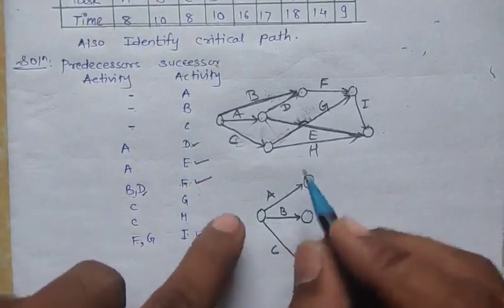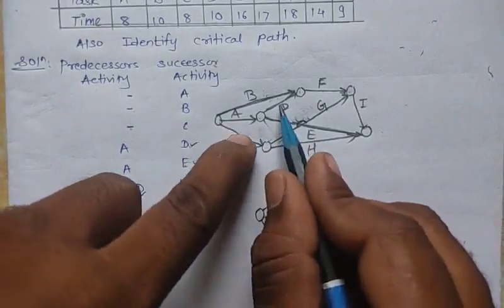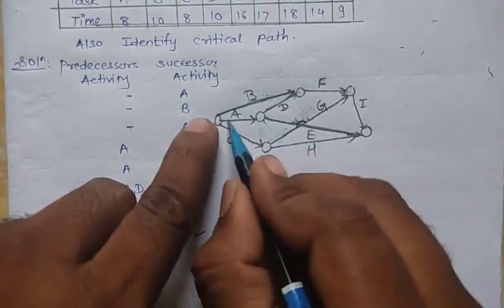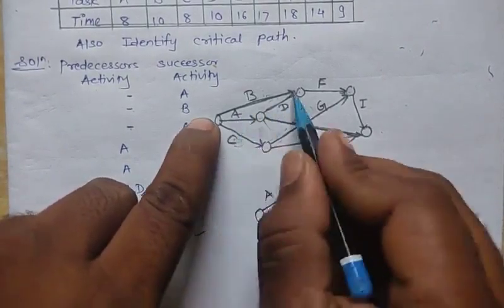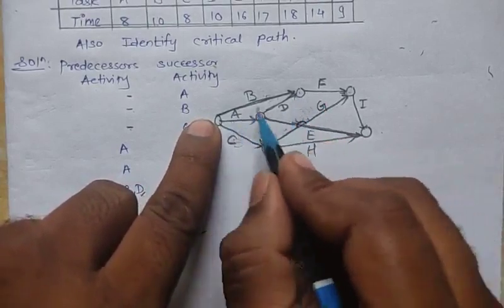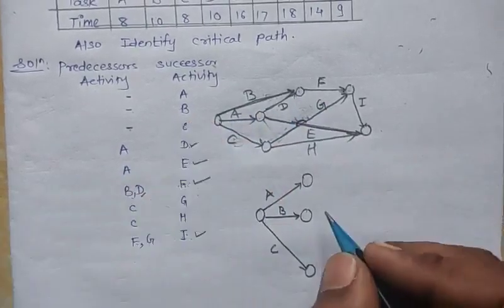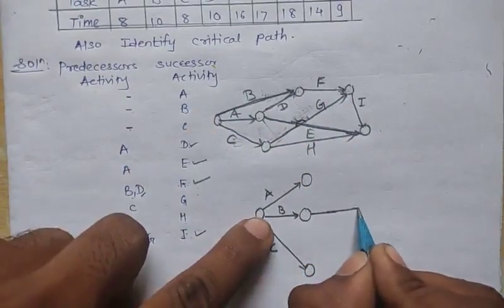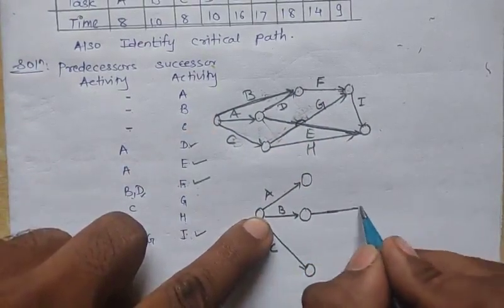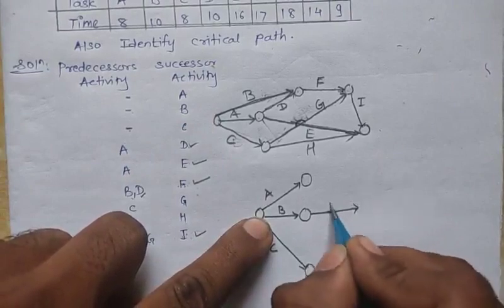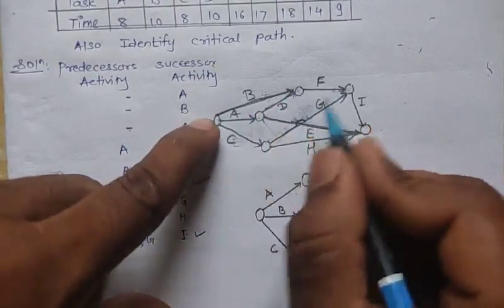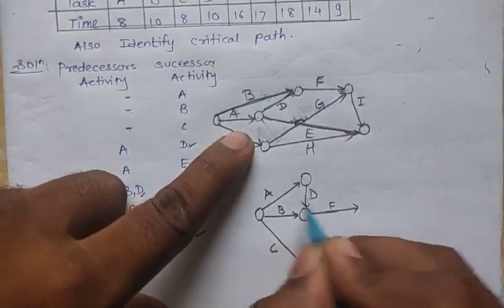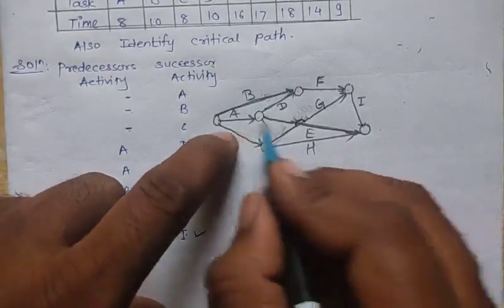Now here A goes to D. Suppose A goes to D, and B goes to F. Now this B goes to F, and D also goes to F. So A and this is D. So A goes to D.